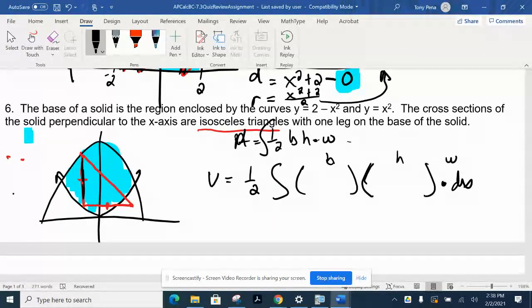The base is what our triangle sits on. So this is our base right here. So look at the top of that, look at the bottom of that. The top of that segment is 2 minus x squared, and then x squared is on the bottom.